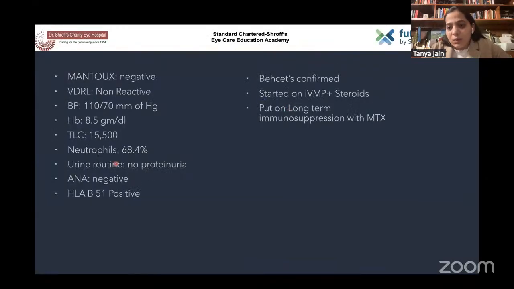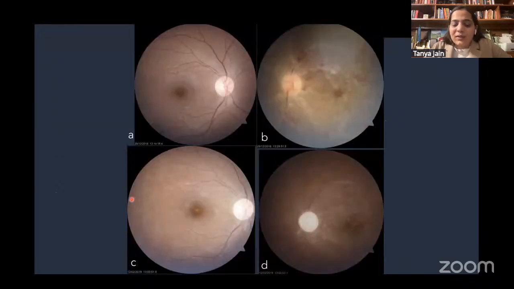So we did her whole workup. Her HLA-B51 came positive. Behçet's was confirmed. The patient was started with intravenous methylprednisolone steroids, put on long-term immunosuppression with methotrexate. And this is what happened after 3 months of treatment.